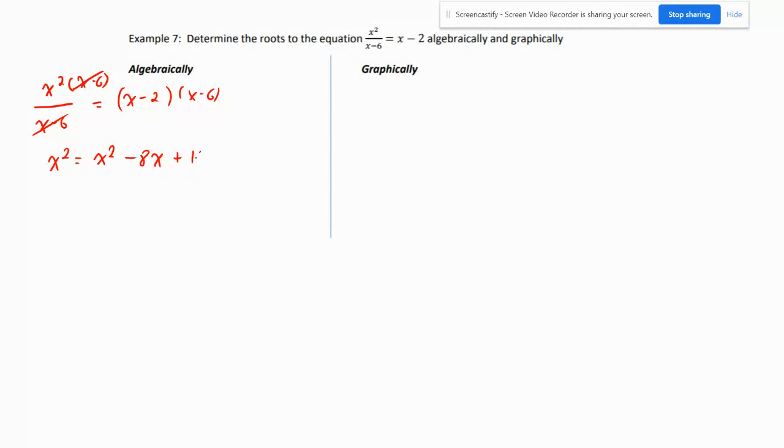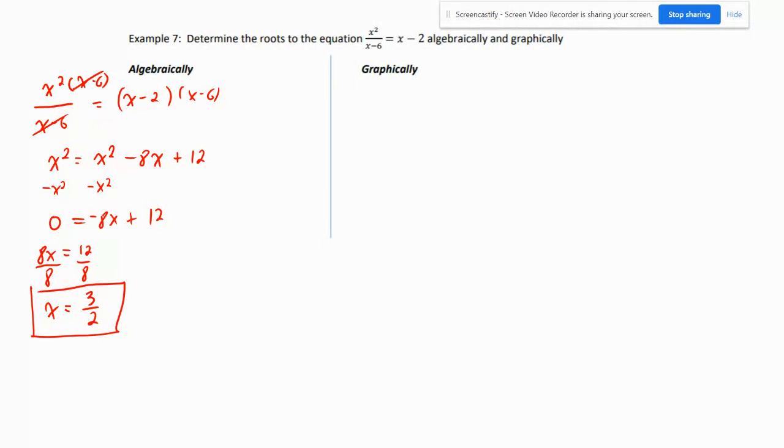And I'm going to expand out x squared minus 6x minus 2x plus 12 like this. Okay, so I go minus x squared, minus x squared. I get 0 equals 8x plus 12. Sorry, that's negative 8x plus 12. That means 8x equals 12. Divide by 8, divide by 8, and we get x equals 3 over 2. Okay, so this is the root to this equation.